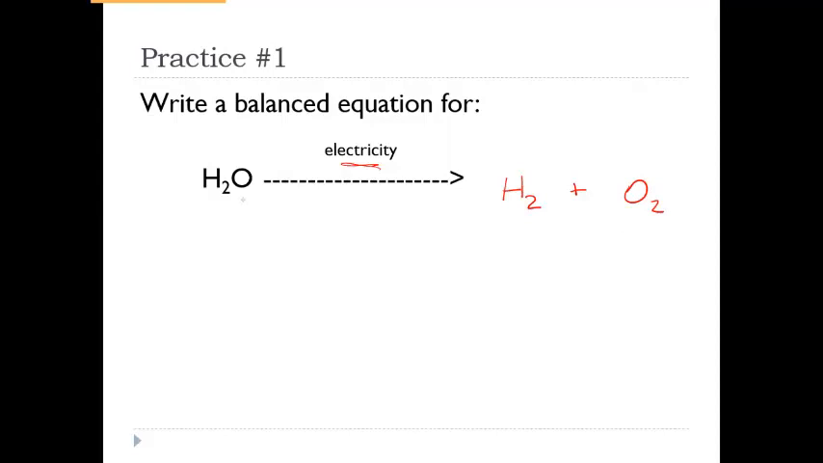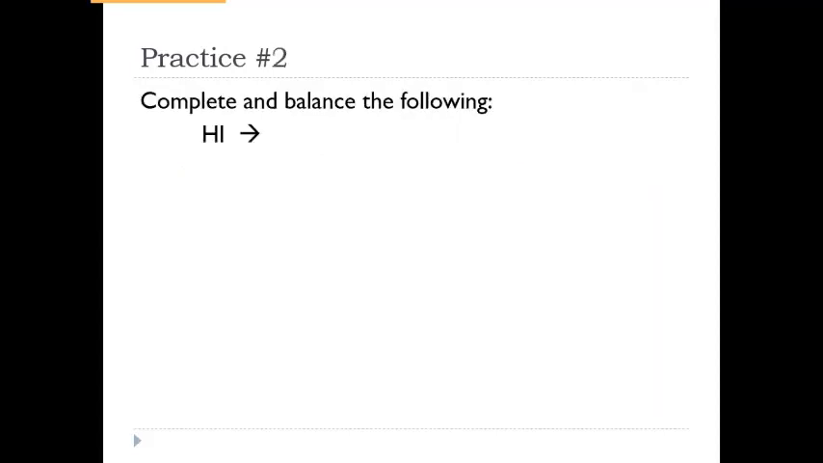So we have our two hydrogens, those are good already, but oxygen is not. So we want to go to the side that's lower, in this case the O over here by itself, and so we need two of those. And of course that does take care of the oxygens, but it messes up our hydrogens in the process. So now we have four hydrogens, and we need to come back to our product side, put a 2 out in front there, and we'll have four hydrogens there. So that would be an example of a decomposition reaction.